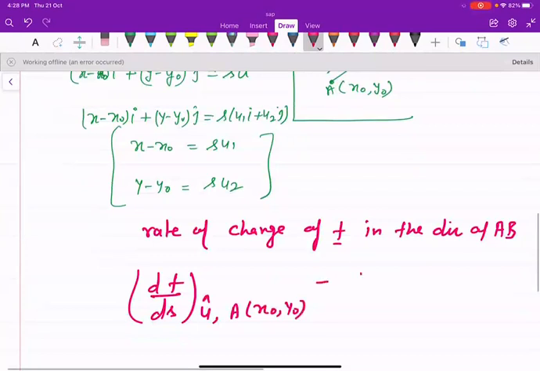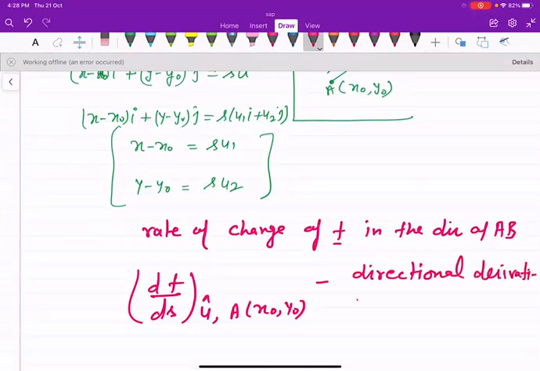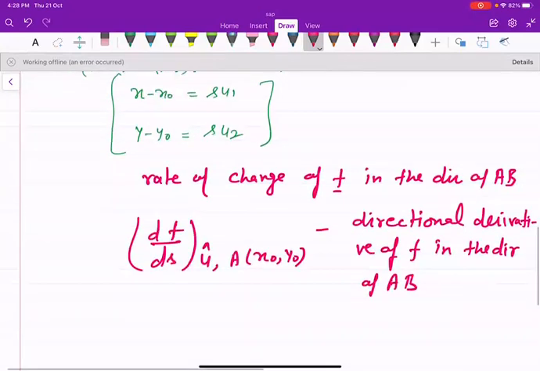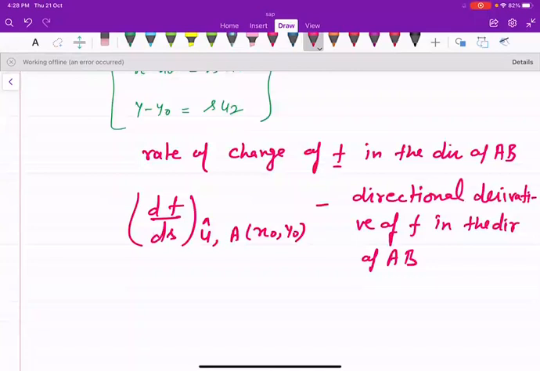So this is what? Directional derivative of f in the direction of AB. In the direction of AB. Understand? So this is the directional derivative means what?